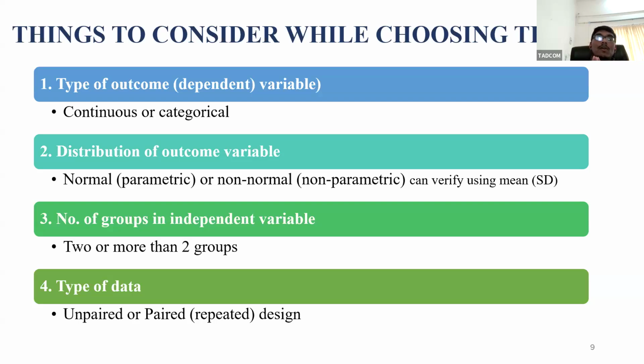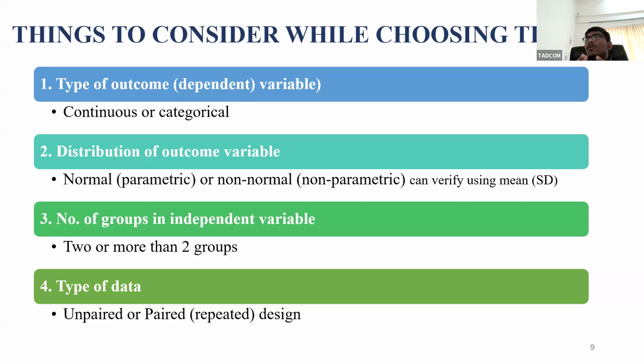The last thing we want to consider is the type of data, that is whether unpaired or paired. What is unpaired or paired? Just simply remember, paired means the same population we study, before and after kind of studies. Before giving the intervention, what is the measure? After giving the intervention, what is the measure? Or the same population with repeated measures, that is known as paired, because the variables will be related. In unpaired, we won't have such a before and after thing.